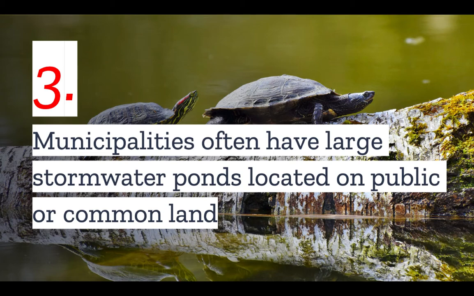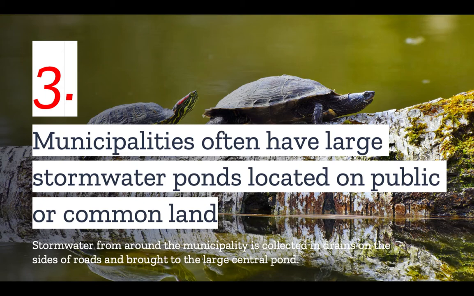Number 3. Municipalities often have large detention or retention ponds located on public or common land. This is part of a public infrastructure system to handle runoff from the municipality. And stormwater from around the municipality is collected in drains on the sides of roads and brought to the central pond for retention and filtration.